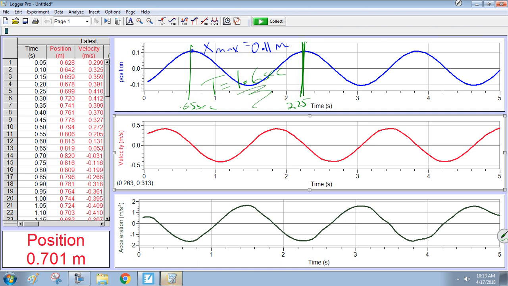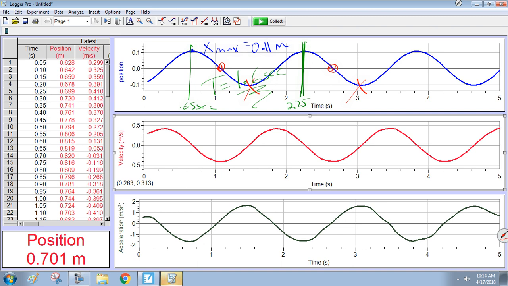Follow? Obviously, I'm being a little bit sloppy here just because I want to move on. But are we good? You should theoretically be able to repeat that process by finding how much time elapses between here and here, or between here and here, and you should get somewhere in the neighborhood of 1.6 seconds. Good? Questions?